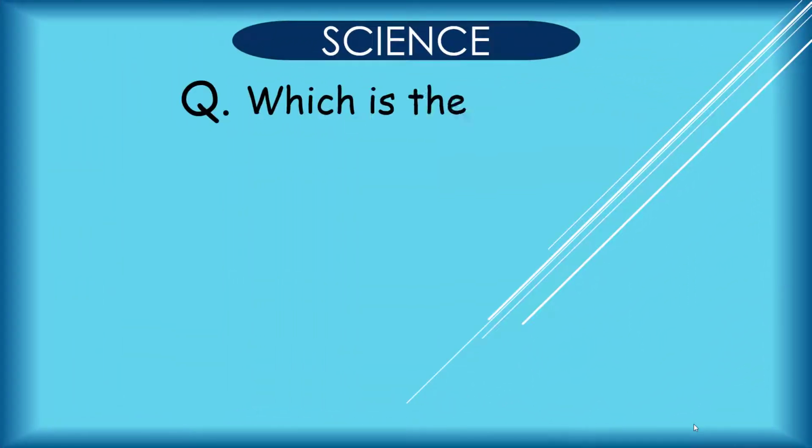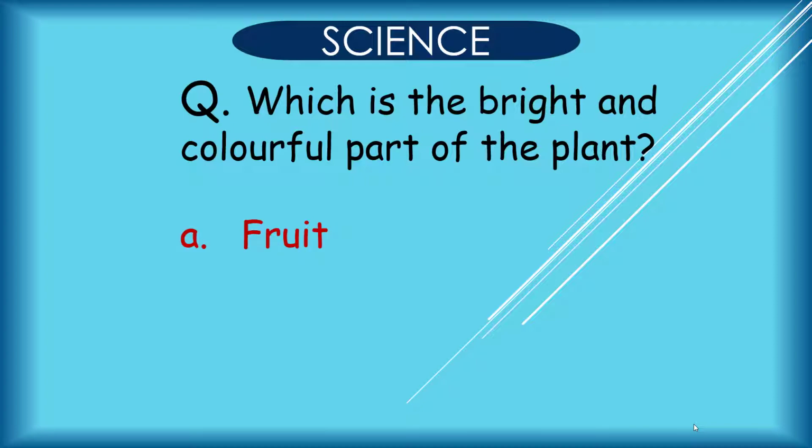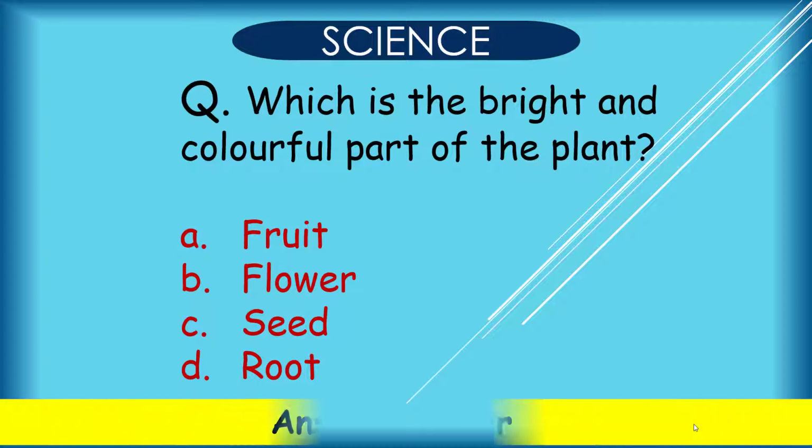Question: which is the bright and colorful part of the plant? A fruit, B flower, C seed, D root. Correct answer is B flower.